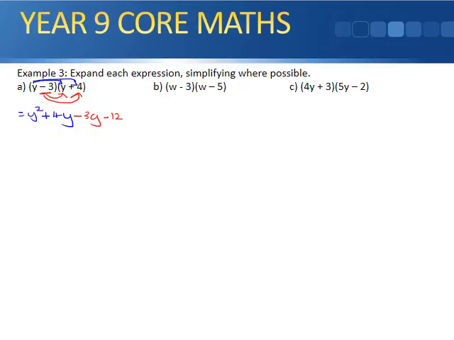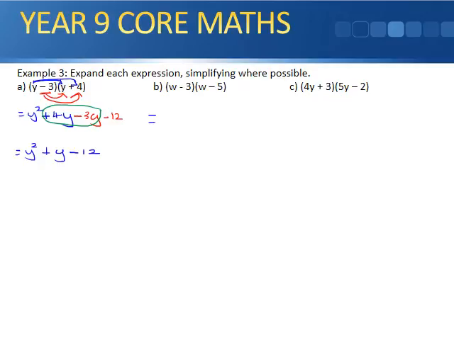We can put these together because they're both y's. The other one's y squared, so we leave the y squared. Positive 4 y's minus 3 y's. So 4 y's minus 3 y's, I'm still left with 1 y. I don't need to write the 1. And I've got the minus 12.